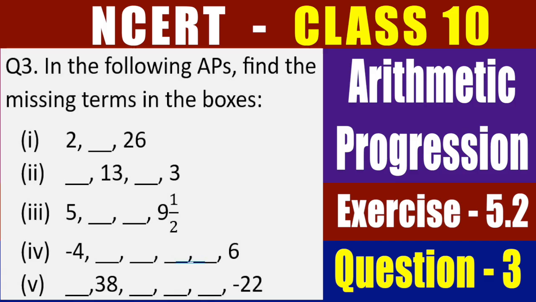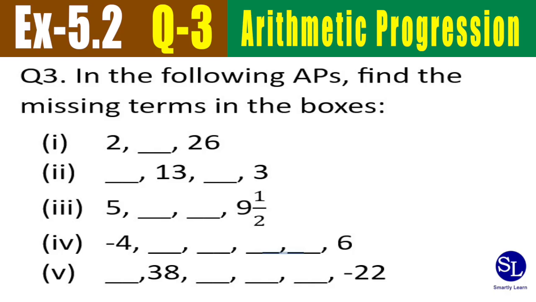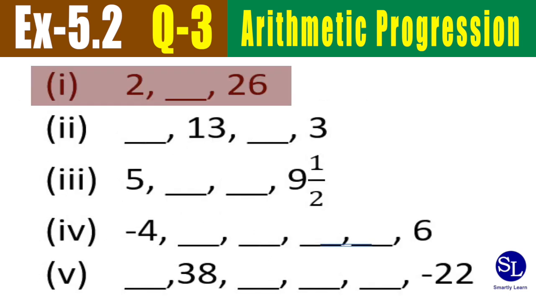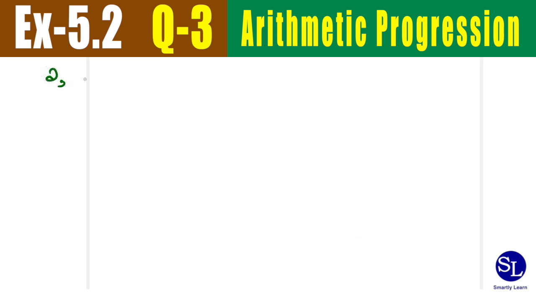In this video, we are going to see how to solve the third question in exercise 5.2. Now let us look at the question first. In the following APs, find the missing terms in the box. This question has 5 subdivisions. Let us take the first one. It says 2, dash, and 26.